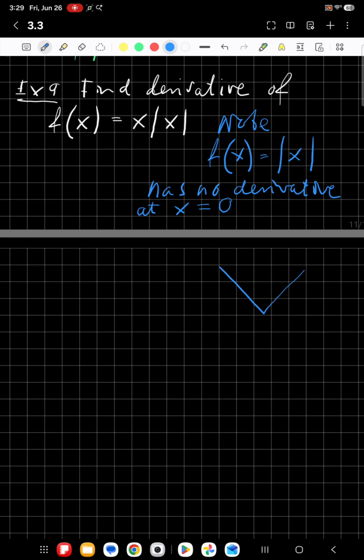Because we have this graph that looks like this, if these are the coordinate axes of x and y, there's this point at the vertex of this graph where we simply cannot find the slope. I'm talking about this point here. So this one doesn't have a derivative. Well, the question is, does this one have a derivative? And if so, what is it? We're finding the derivative at x equals 0.